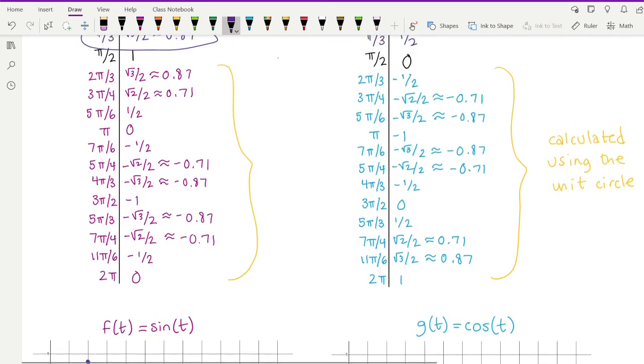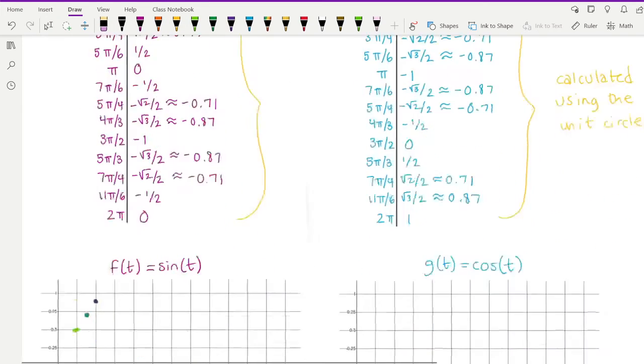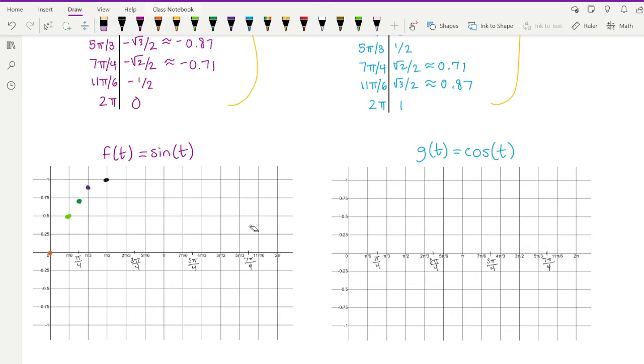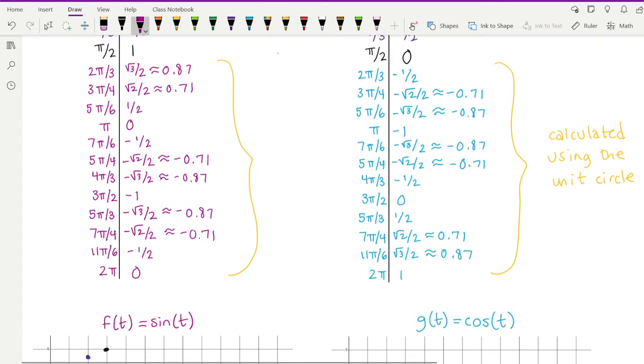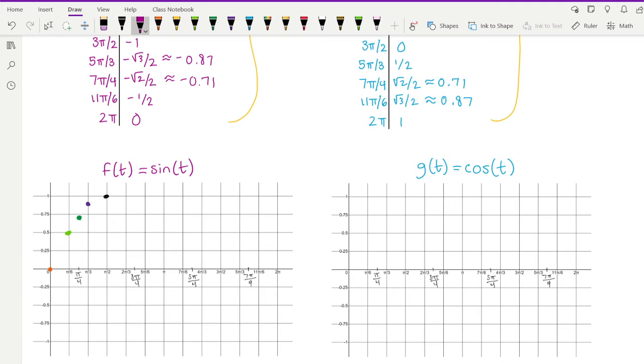And then the last point that we did together was when the input is pi over 2, we saw that the output was 1. So that's going to be this point here. So those are all the points that we came up with together. I'm now just going to go and plot the rest of these points. So I'm going to do it rather quickly, but just trust that it's the same as what we did before, right? I'm just taking inputs and outputs and just putting them down.